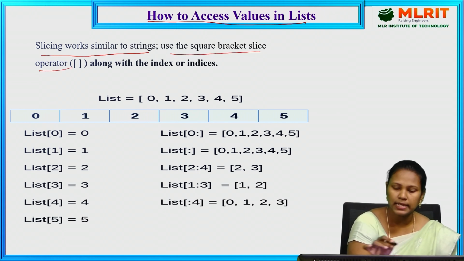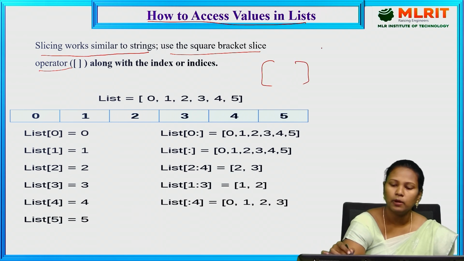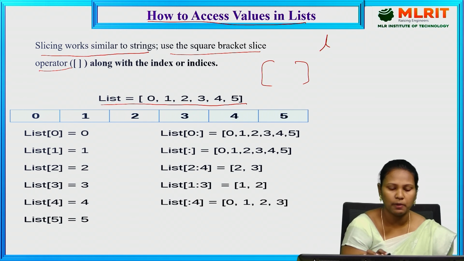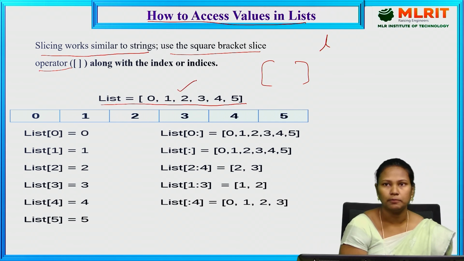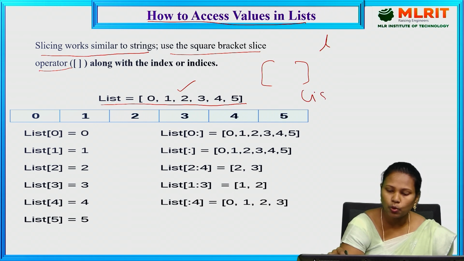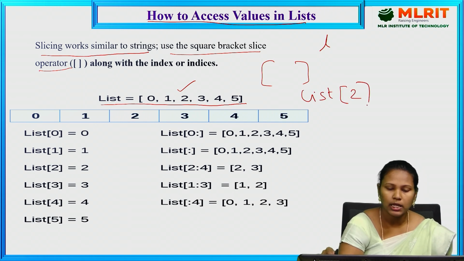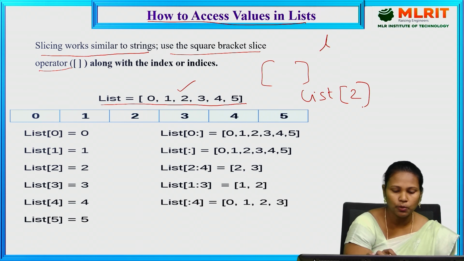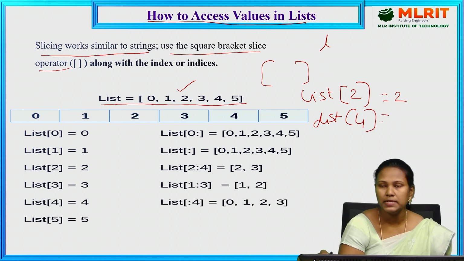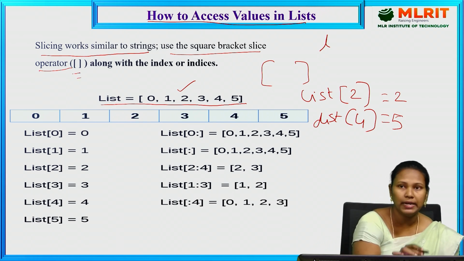So with the slice operator, we are accessing, for example, list equal to 0, 1, 2, 3, 4, 5. It contains 6 values. If I want to access 2 only, in that case we have to use the index value. List of 2 means, it starts from 0, so list of 2 is the value 2. List of 4 displays 4. In this way, we are accessing the values with the help of index values.